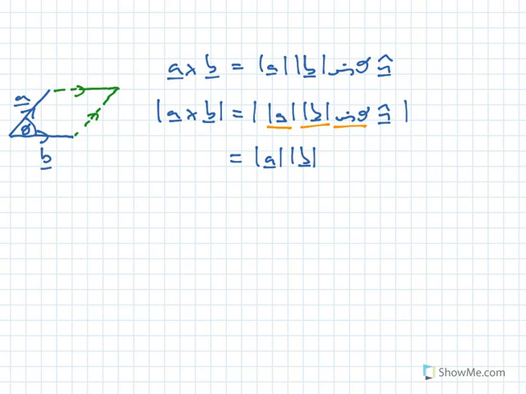So I keep using different phrases for magnitude or modulus or absolute value. I mean, they're all the same thing. Okay, magnitude of A, magnitude of B, sine theta, times the magnitude of the unit normal vector. That's what the n hat stands for. Okay, so hopefully you've said to yourself, well, it's a unit vector, so the magnitude of it is 1. In which case the right hand side is just the magnitude of A, magnitude of B, sine of theta.